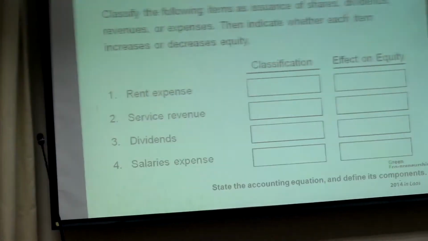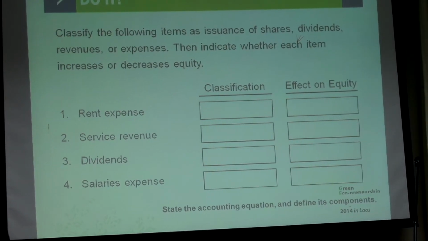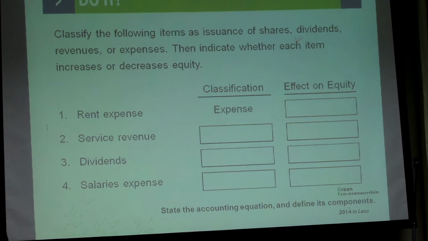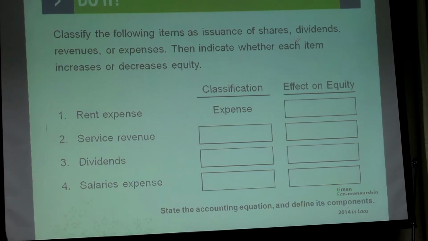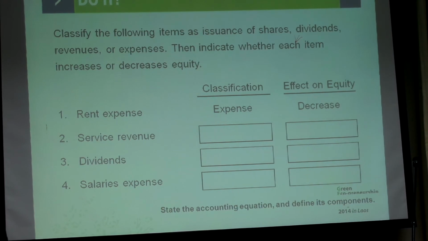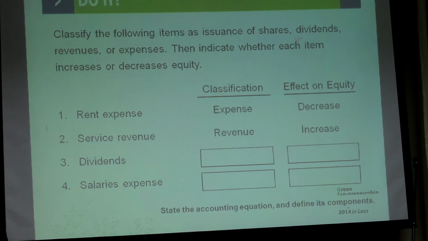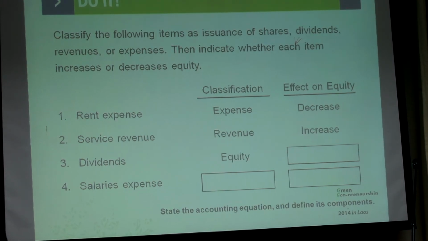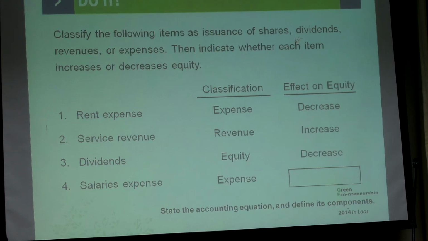Now, classify the following items as issuance of shares, dividends, or rent expense. This is expense. What is the effect on equity? Does it increase or decrease equity? And the service revenue: is it going to increase or decrease equity? Increase equity. And dividends? Dividends is dividends. It is not an expense. However, it is under the equity section, right? So this one decreases. And the salary expense.